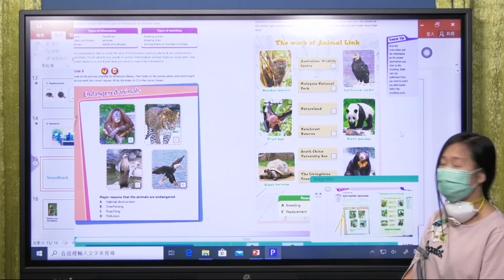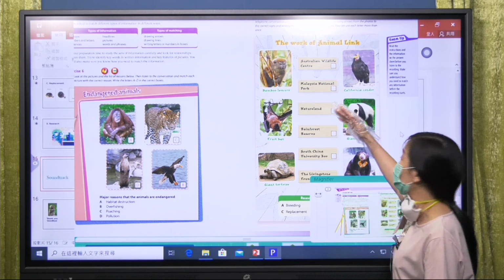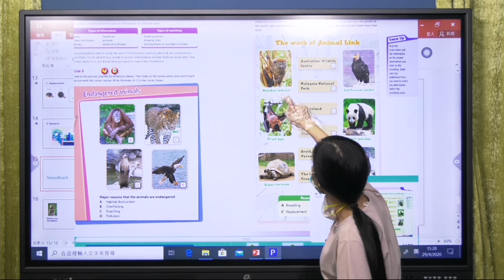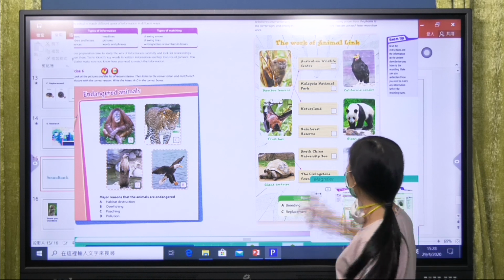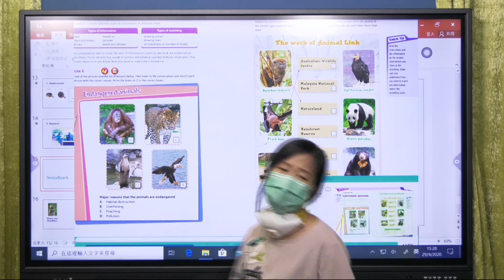Now, the bamboo lemurs, where would they find them? The Natureland. You see, all those answers are actually here for you. I'll try to make it pretty big.